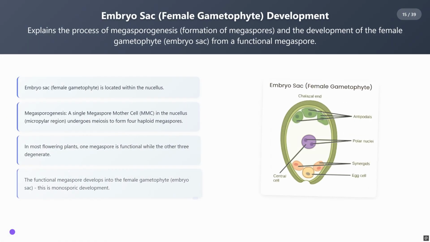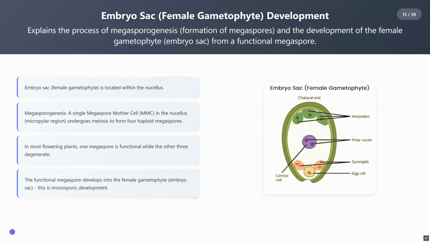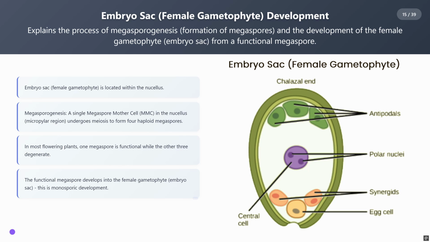Within the nucellus, enclosed by the integuments, you find the embryo sac. This is the female gametophyte. The cells of the nucellus itself are packed with stored food material, providing nourishment for the developing embryo sac inside it. Typically, an ovule contains just one embryo sac, and this embryo sac develops from a single functional megaspore.